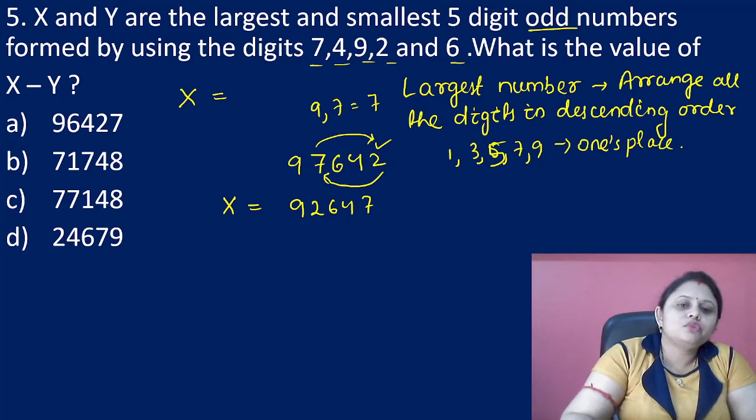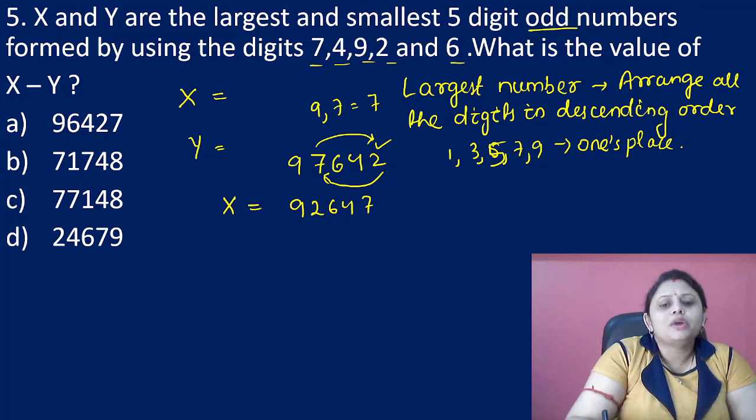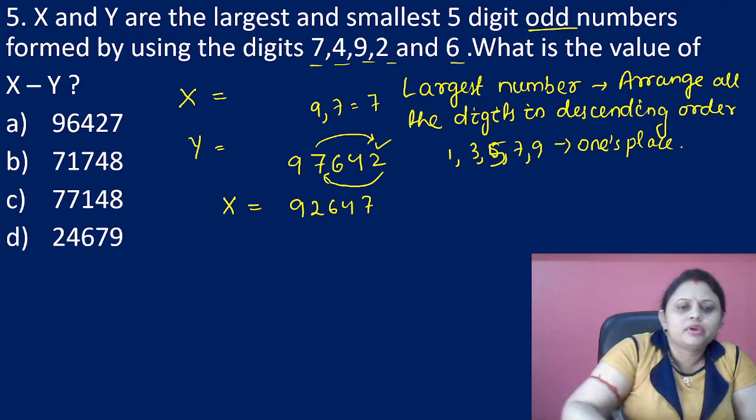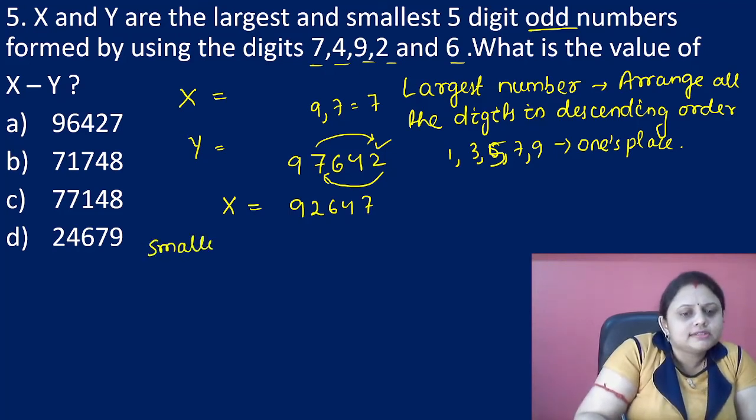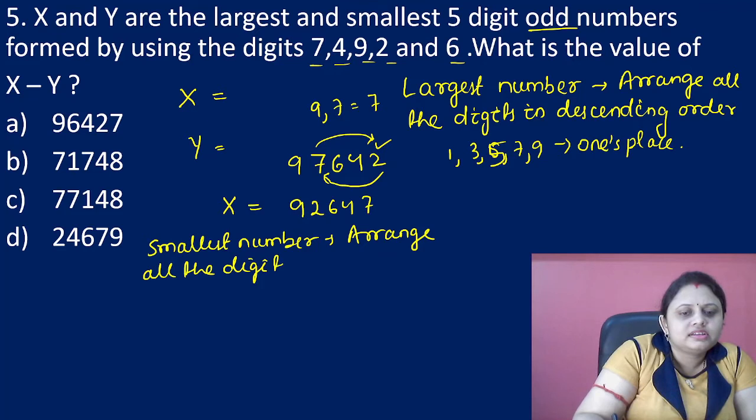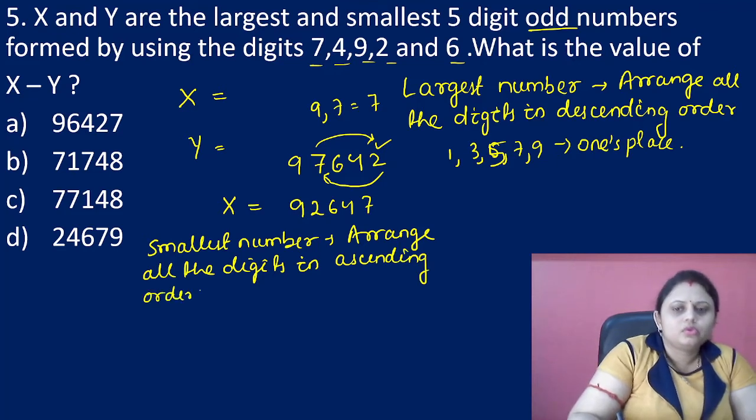Clear? Next, what we have to do? We have to find out the Y. What is Y? It is the smallest 5-digit odd number. Okay. To find the smallest number, we have to arrange all the digits in ascending order. Okay, arrange the digits in ascending order.